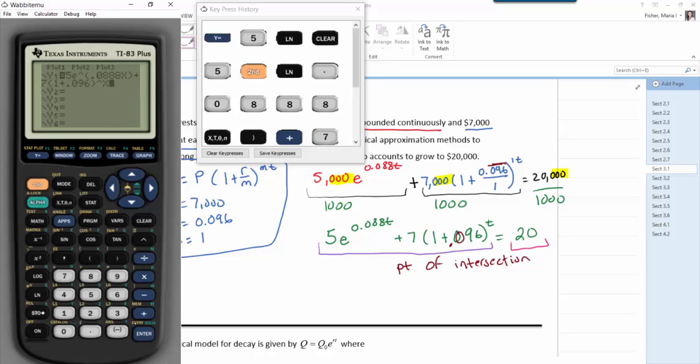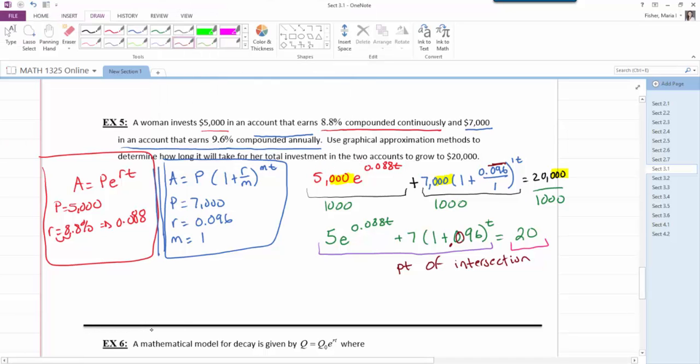So 5e^(0.088x) + 7(1 + 0.096)^x. And my other equation I'm going to write in is this 20 right here. So I'm just going to write in the number 20.